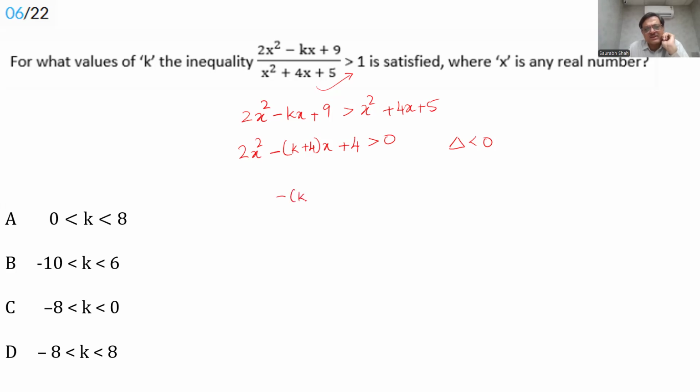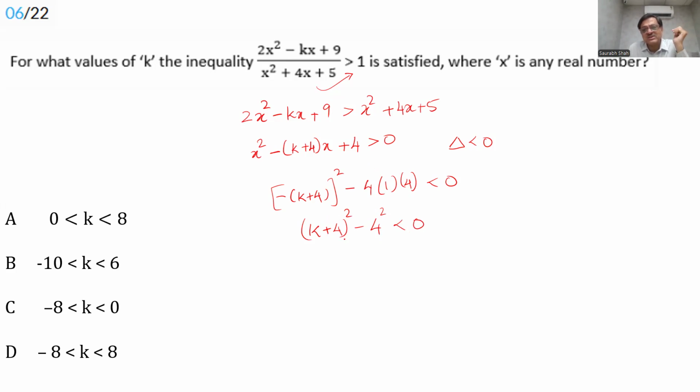So what is the delta of this part? Minus of k plus 4 whole square. So minus can actually be avoided. B square minus 4 AC. Sorry, here we will not have the 2. X square minus x square will become this. So minus 4 into 1 into 4 is less than 0. K plus 4 whole square minus 4 square. Let's not write it as 16. Let's write it as 4 square is less than 0.